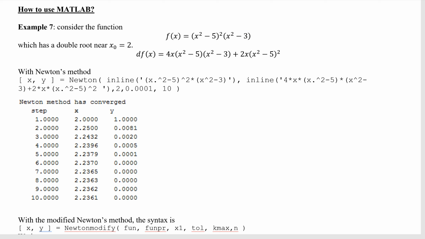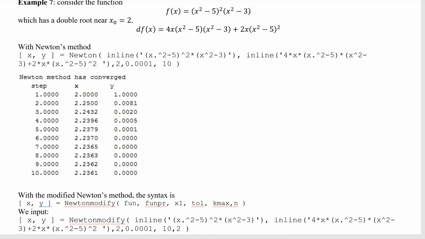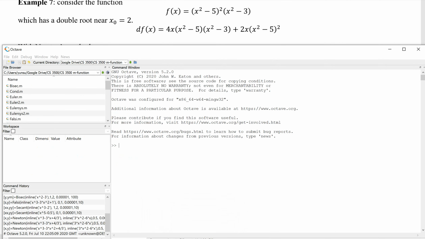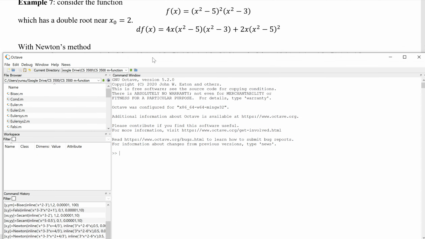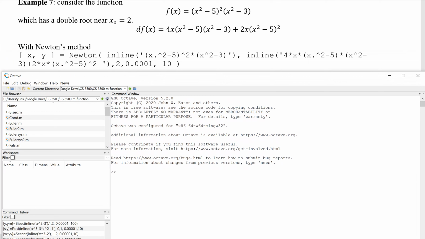Okay, now let's use Newton's method. So here, let's see where. Okay, so open your MATLAB or Octave. Okay, make sure the file browser is in the M function folder. Okay, and next we enter the syntax in brackets: x prime, y, x comma y equals Newton.